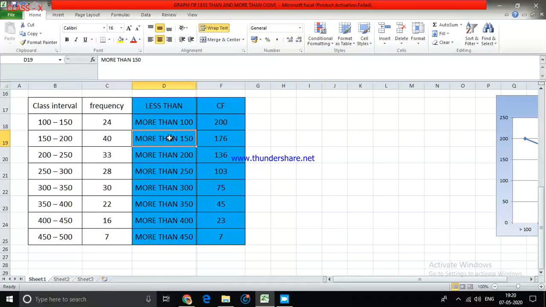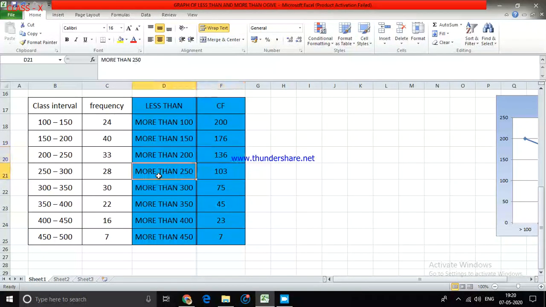When it comes to more than 150, those spending between 100 to 150, I can't count. More than 150, you have to add all these numbers. So if I add all these numbers, it will come as 176. Now similarly, if I want more than 200, you have to add all these numbers: 33, 28, 30, 22, 16, 7. So then I'll get 136.